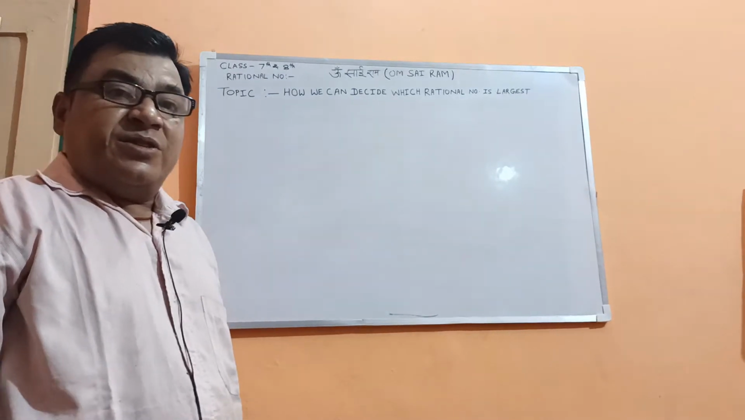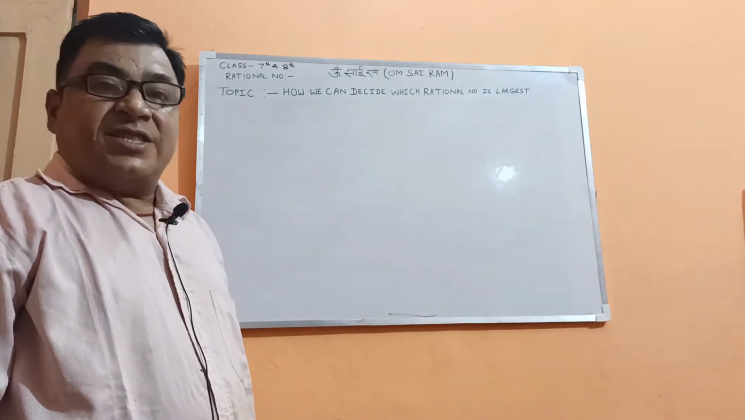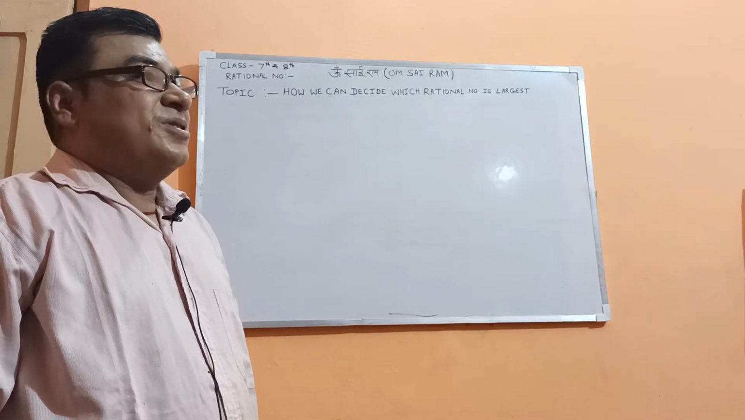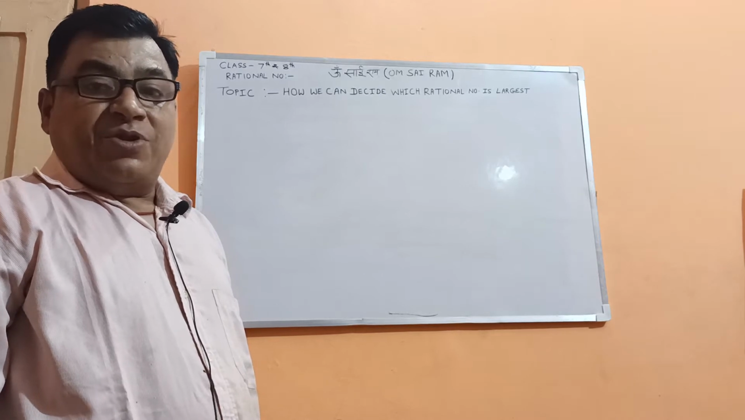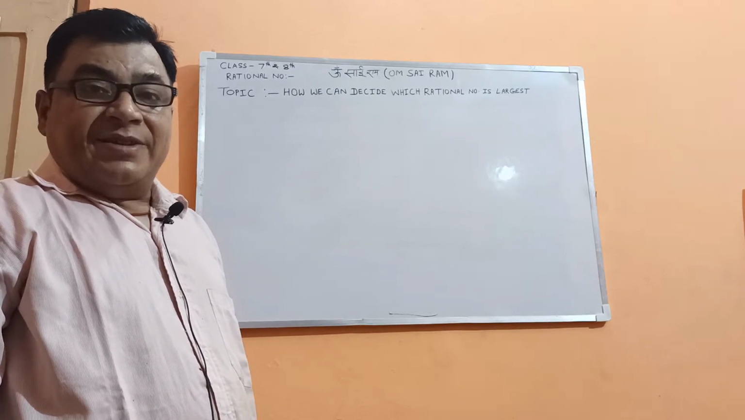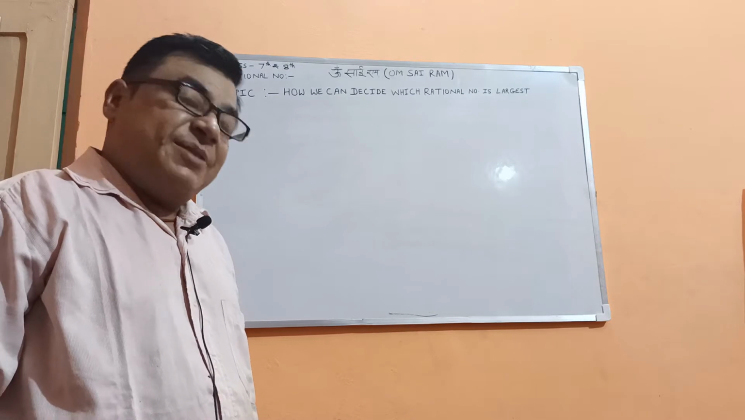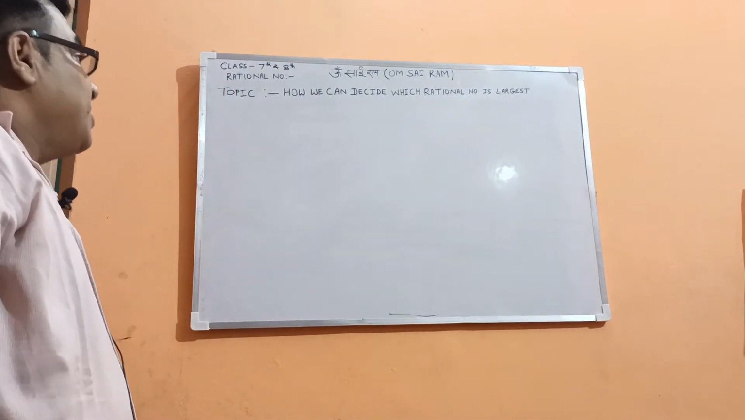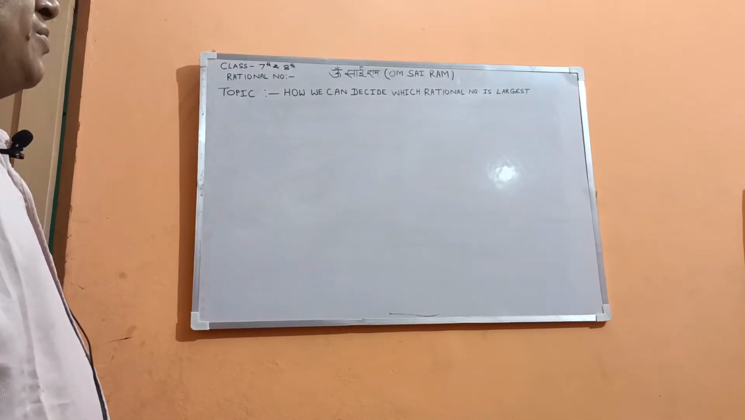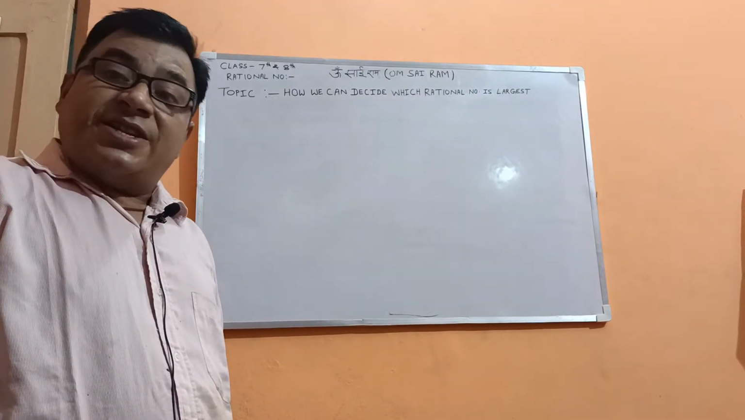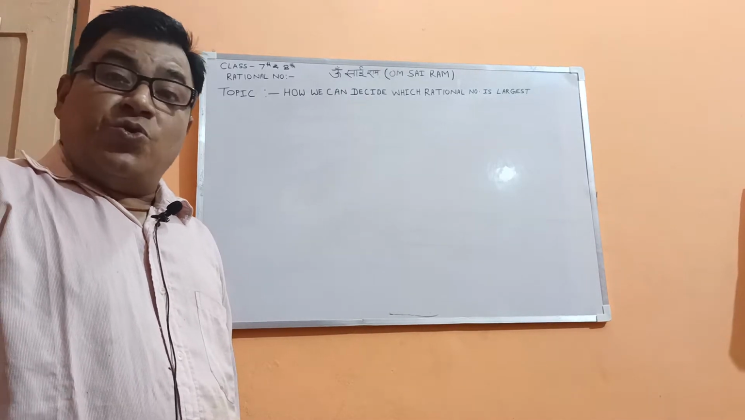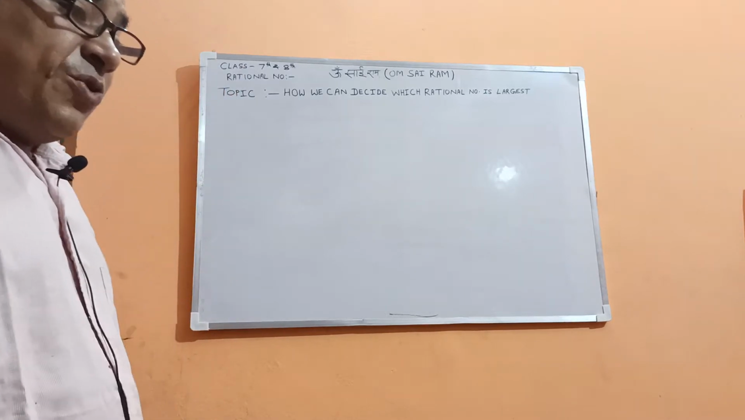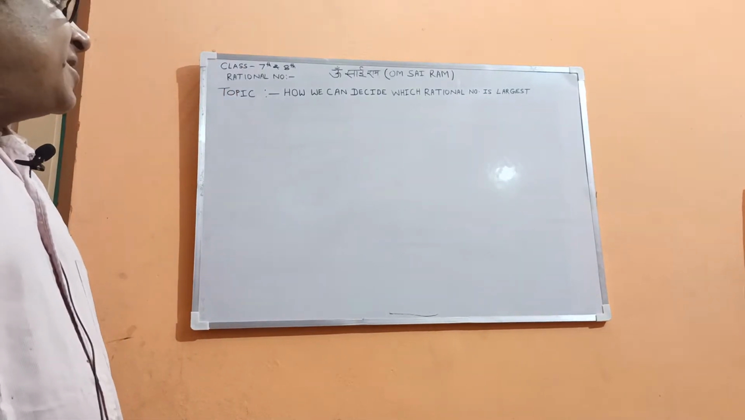Last class we studied the rational number, what a rational number is and how different rational numbers can be obtained by multiplying any integer or any number. Now today we will discuss how we can decide which rational number is largest. If two or more rational numbers are given, we have to find out which rational number is largest.